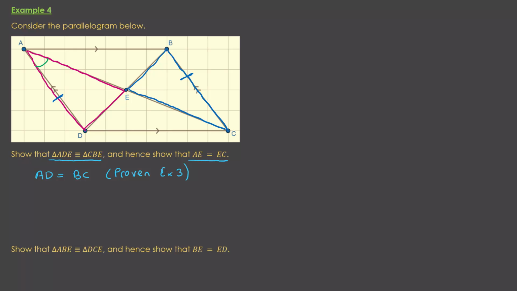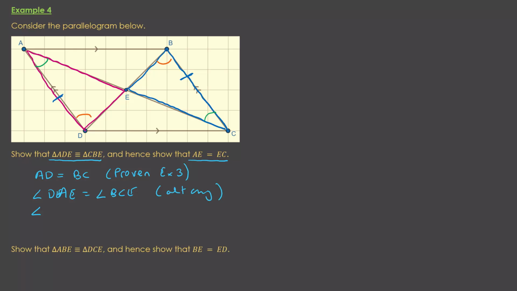Now, we can show that this angle is equal to this angle. Once again, it's a Z shape with the parallel lines, so they're alternate angles. So we can say that angle DAE is equal to angle BCE, and that's alternate angles. And then we could also show that these angles are equal, again using alternate angles, the Z shape as we saw in the previous example.